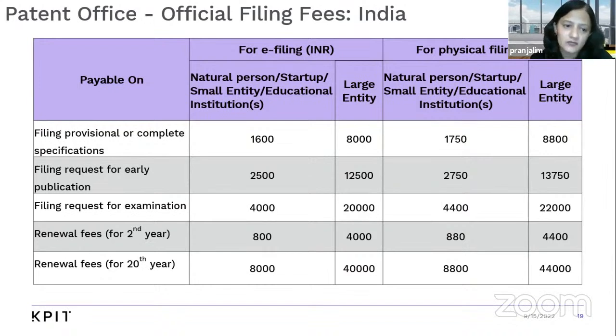So you file this request for examination, and then like we have seen earlier, to keep your patent application going, you need to pay renewal fees or annuity fees every year, from the second year up to the last, 20th year. So this is just to give an overview of the official fees.